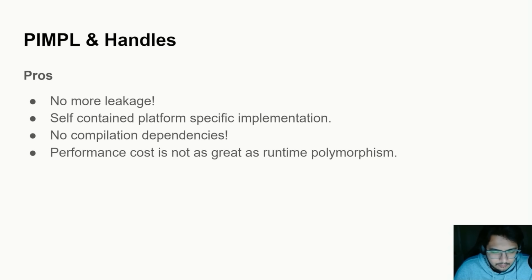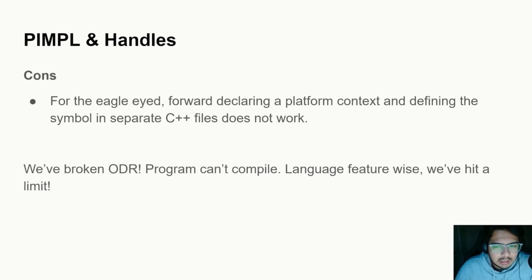But as I mentioned before, for the eagle-eyed viewers, you probably already know what's wrong with this. What's wrong with this method? Our program no longer compiles. Because we've provided two definitions to device context for different implementations, we've essentially broken the one definition rule, right? And our program can no longer compile. So language feature-wise, we've hit a wall. There is nothing else in the programming language that lets us fix this. So this is the perfect time to start talking about meta build systems, which is our next topic.